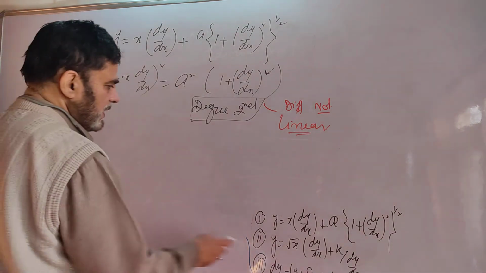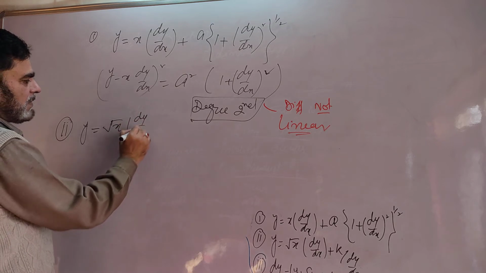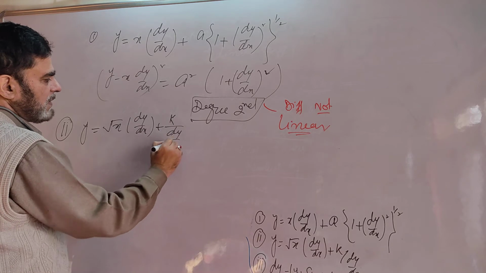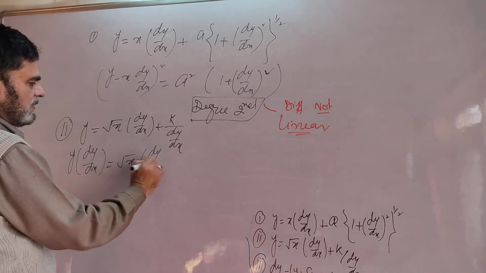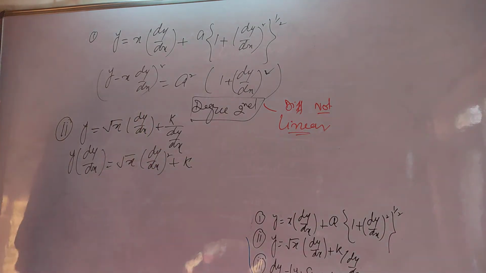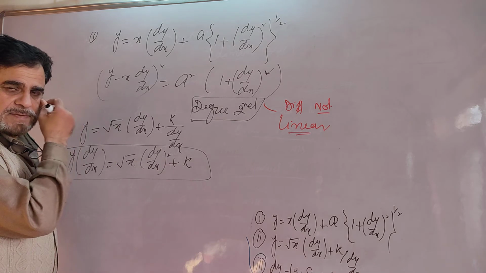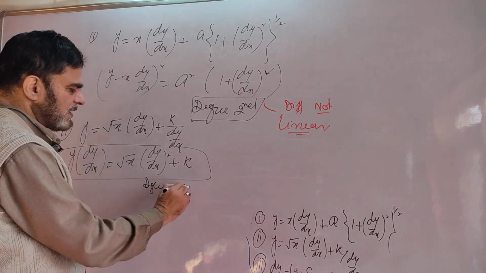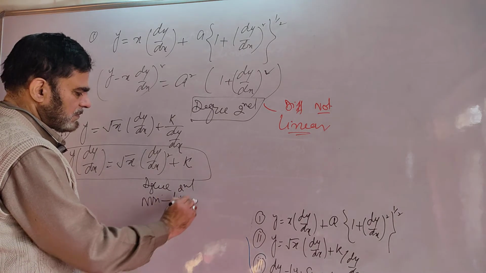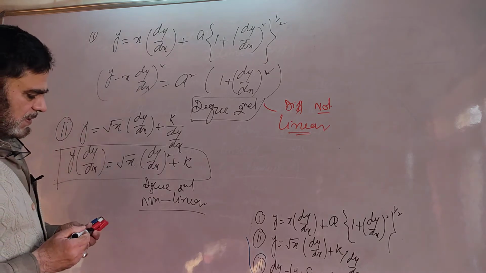Let us take the second example, which is a simple example. y is equal to root x dy by dx plus k upon dy by dx. We can of course write it as y into dy by dx equals root x into dy by dx squared plus k. Now if you look at this differential equation, it is of order 1, the highest derivative in order, but the degree is 2 here. The highest derivative is dy by dx, and its highest power, the highest exponent, is 2, so the degree is 2, so it is non-linear. We can also say here that there exists a product of the dependent variable and the derivative. In that case also it ceases to be linear.